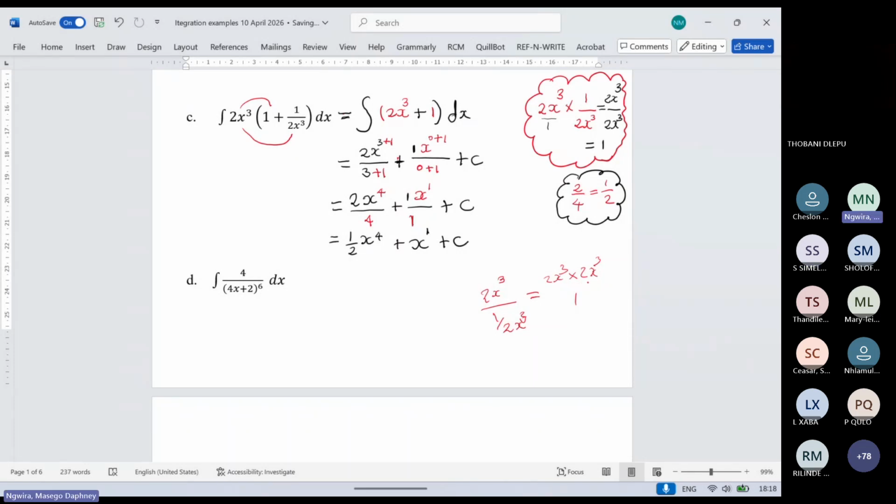Let me just do it like this. If you have something like this, remember it means you are dividing. So you're going to have 2x to the power of 3 divided. This is the same as 1 over 2x to the power of 3. And then here you change this to multiplication.